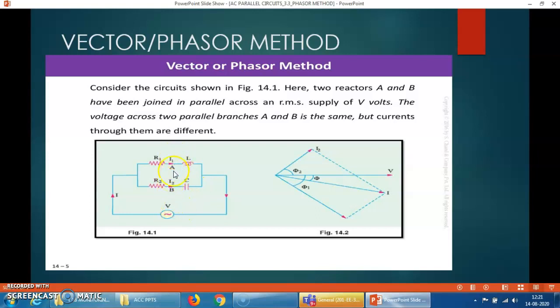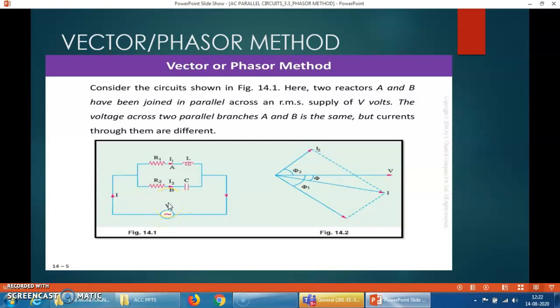Now when this circuit is connected to the AC supply, we already know that in any parallel circuit the voltage remains the same. So the voltage across the first branch is also V, the same as the supplied voltage, and the voltage across the second branch is also V. The voltage across each and every branch is equal to the supplied voltage. So take the voltage as the reference vector.